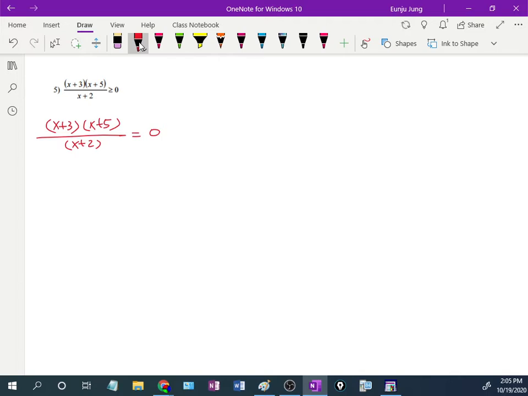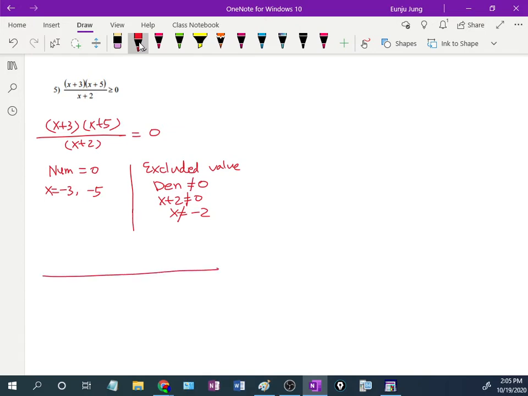So what are the numbers you get from the numerator? If your numerator is 0, you get x values of -3 and -5. If we are looking at excluded values, you are looking at the denominator, right? So look at the denominator. Which number makes the denominator 0? You solve it and x will be -2. So this should not be equal to, right? Those are my boundary numbers for the number line.